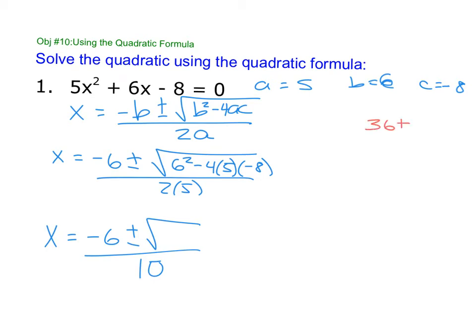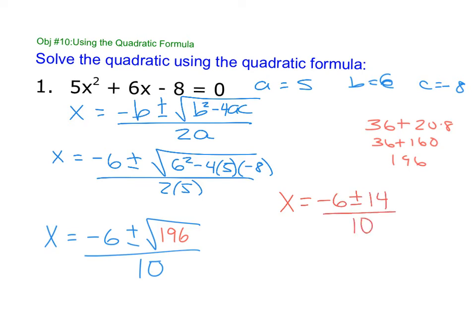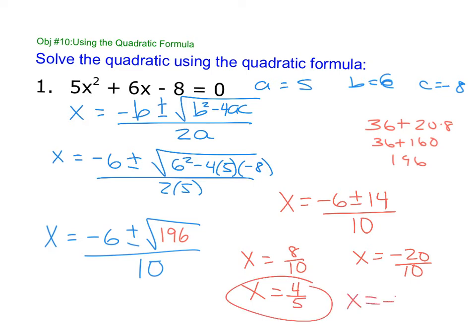So it's 36 plus 20 times 8, 160, 196. Oh, so this one's factorable because the square root of 196 is 14. So x equals negative 6 plus or minus 14 all over 10. So let's see, negative 6 plus 14 is 8 over 10. Negative 20 over 10. So we get 4/5 and negative 2.